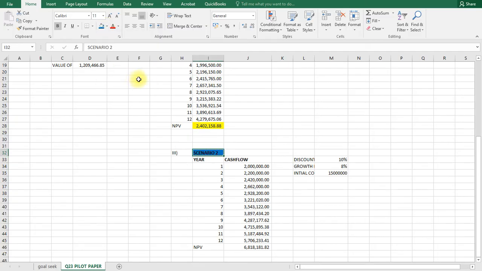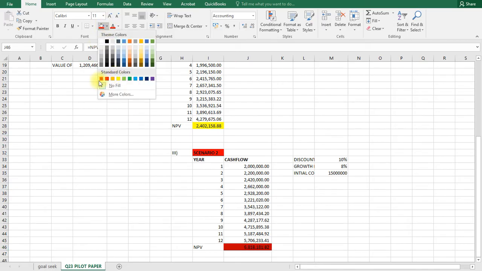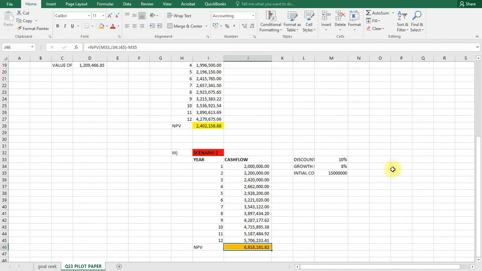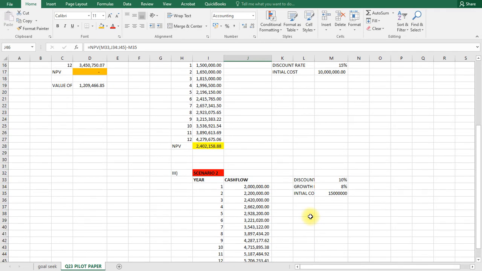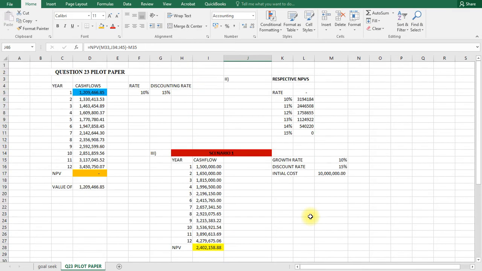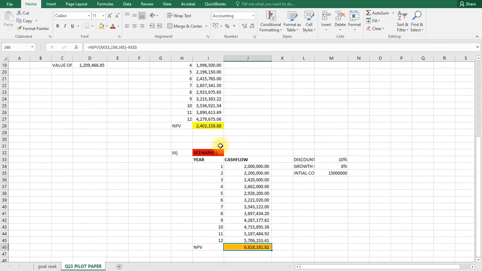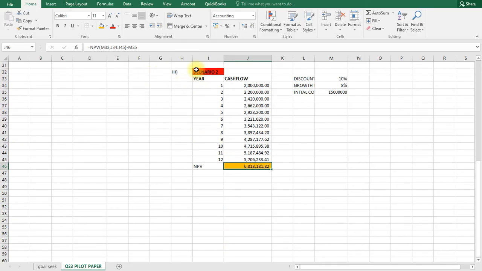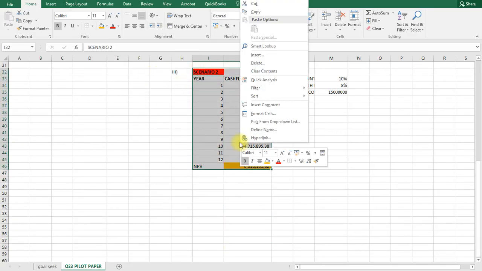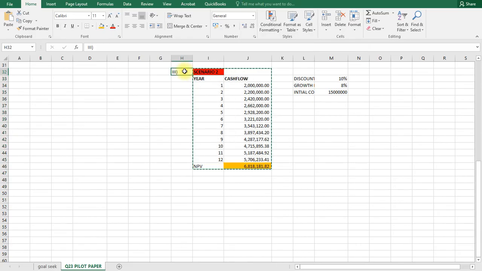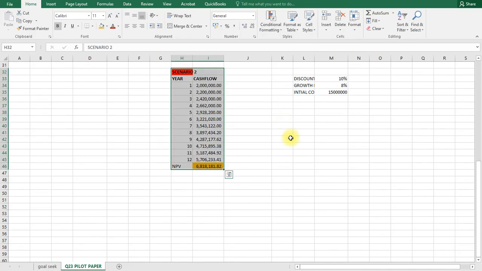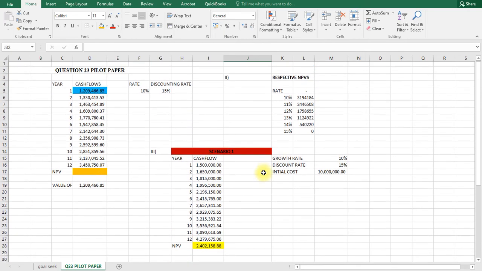under the second scenario, under scenario 2, our NPV is 6 million. Under scenario 2, NPV is 6 million. Okay, cut and paste on this. Okay, that way.